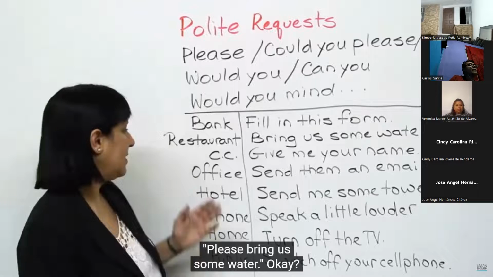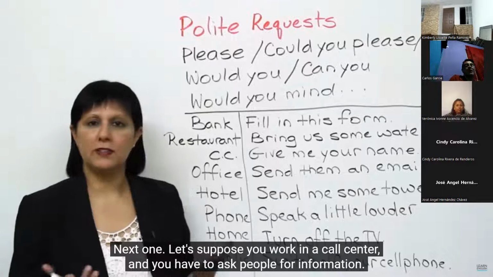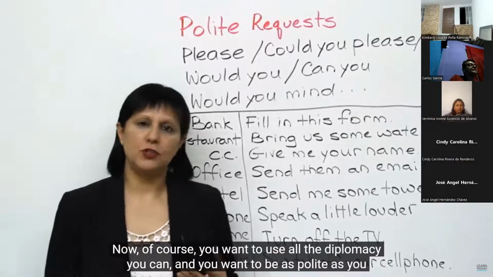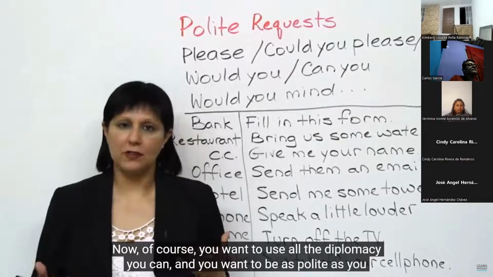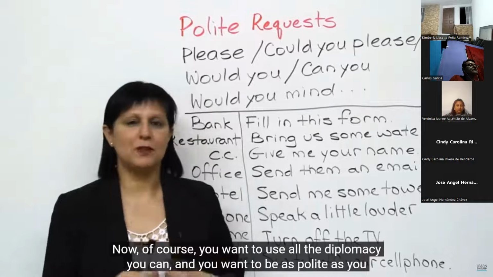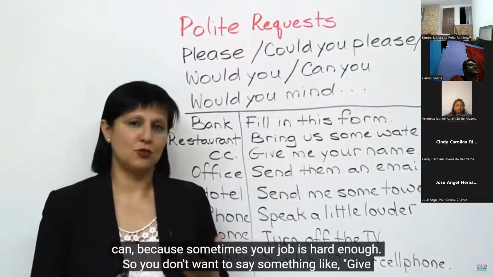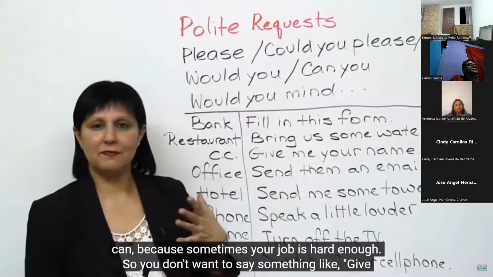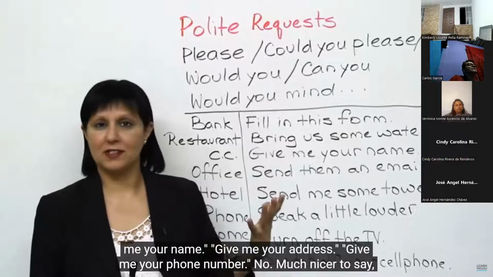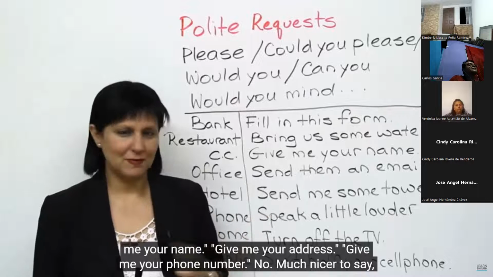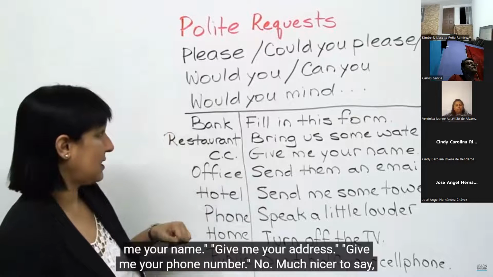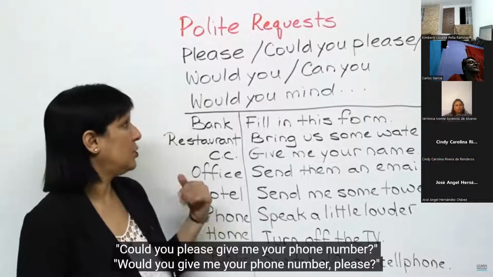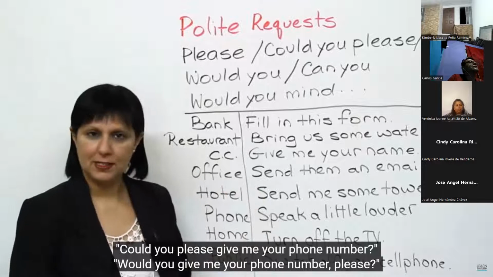Okay? Next one. Let's suppose you work in a call center and you have to ask people for information. Now, of course, you want to use all the diplomacy you can, and you want to be as polite as you can because sometimes your job is hard enough. So you don't want to say something like, give me your name, give me your address, give me your phone number. No. Much nicer to say, could you please give me your phone number? Would you give me your phone number, please?